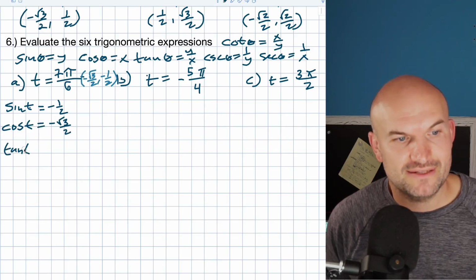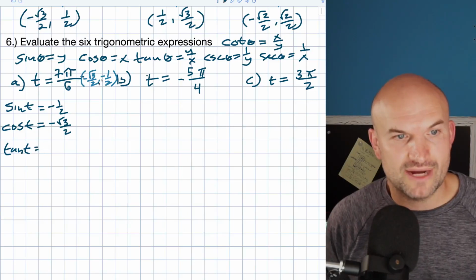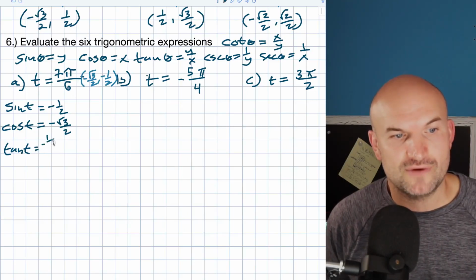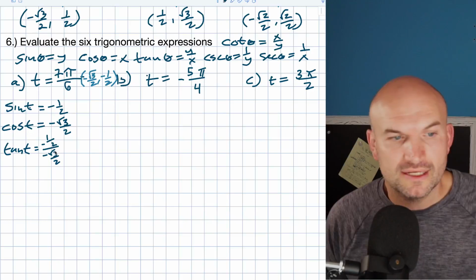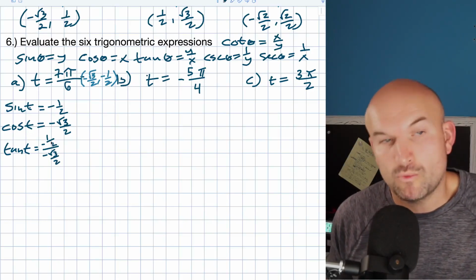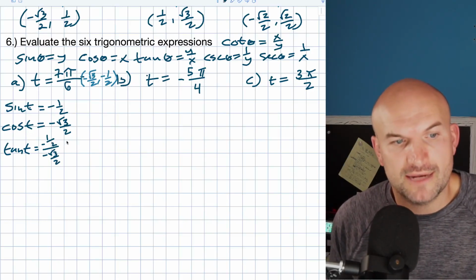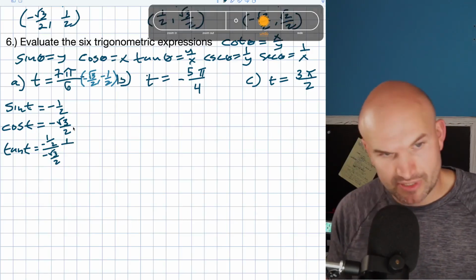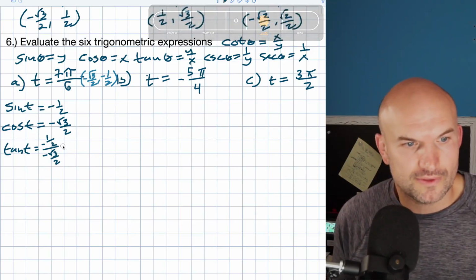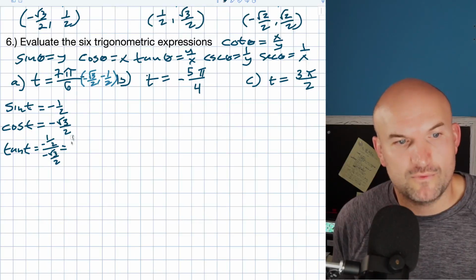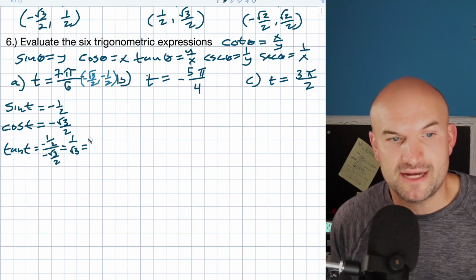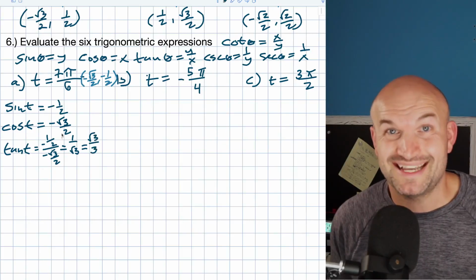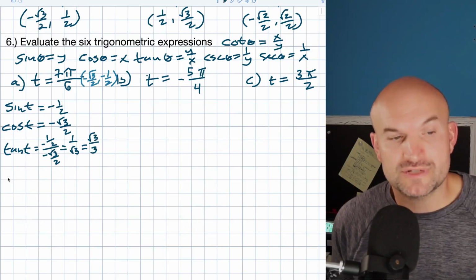And the tangent of t, now this one's going to be a little bit more work. That's going to be y over x. So that's a negative 1/2 divided by negative square root of 3 over 2. The negatives go to positive, and the 2's divide out. So I'm left with 1 over square root of 3, which you can rationalize the denominator by multiplying square root of 3 on the top and bottom, and that's going to give you square root of 3 over 3. Again, that's a positive.